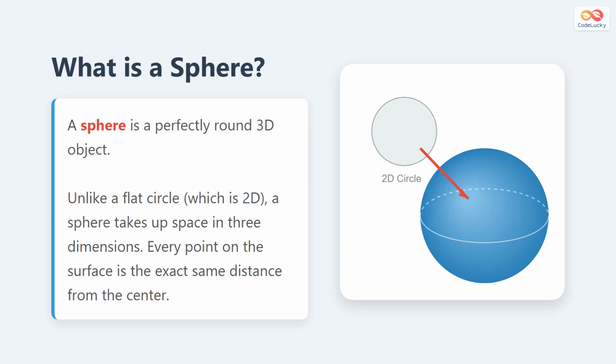First, let us define what a sphere actually is. A sphere is a perfectly round three-dimensional object. Unlike a circle, which is flat like a pancake, a sphere is round like a ball. Every single point on its surface is the exact same distance from the center.